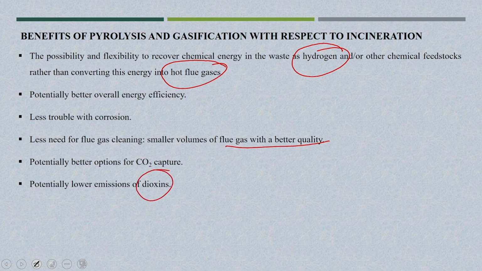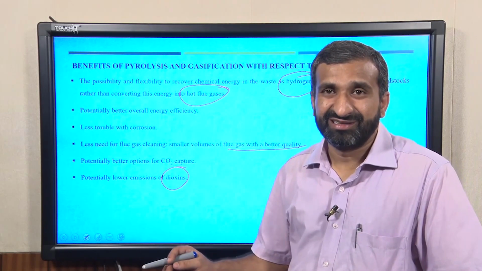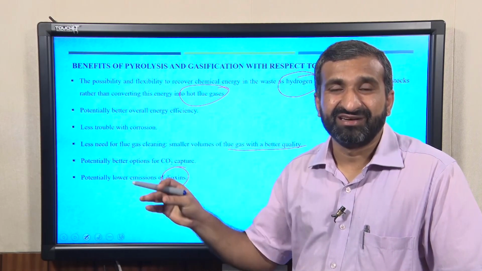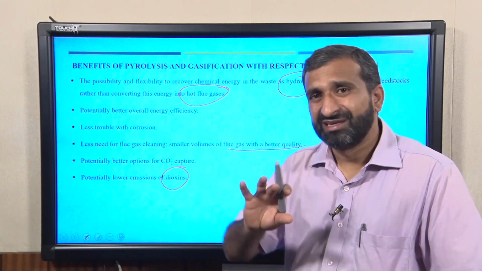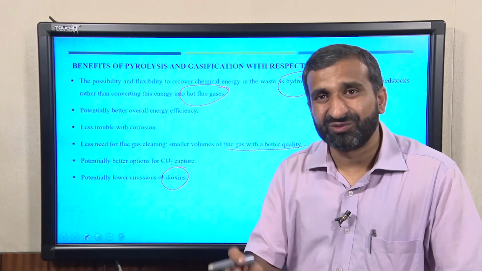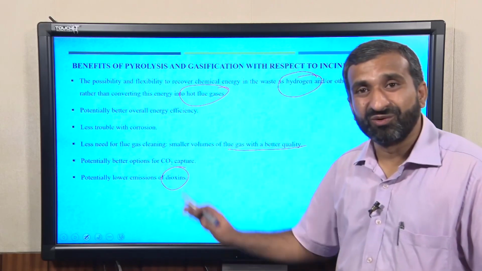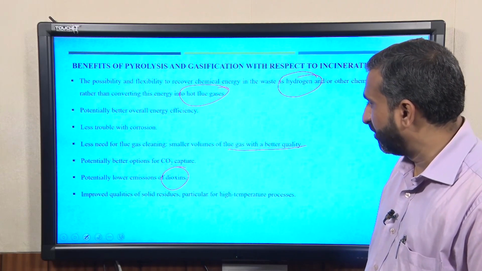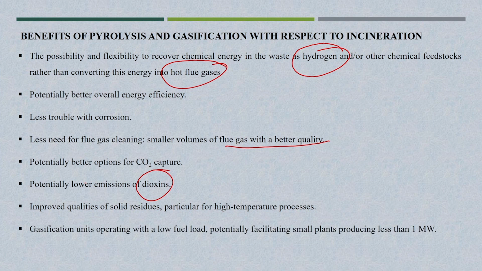So, when you talk about incineration and flue gas production, dust, acids, metals, and oxides of nitrogen are possible to remove. Again we have to treat for dioxins and furans also. So, here there is a lower emission of dioxin and improved quality of waste solid residues, particularly for high temperature processes.